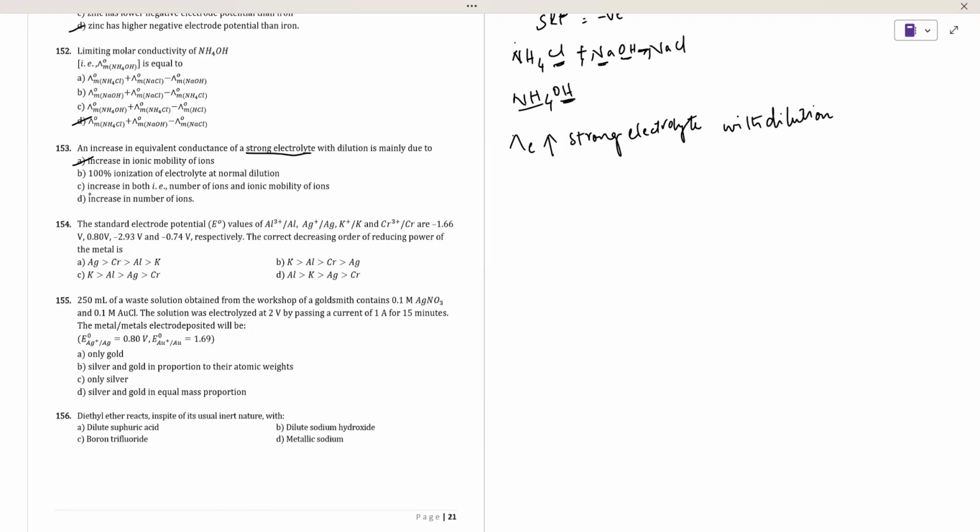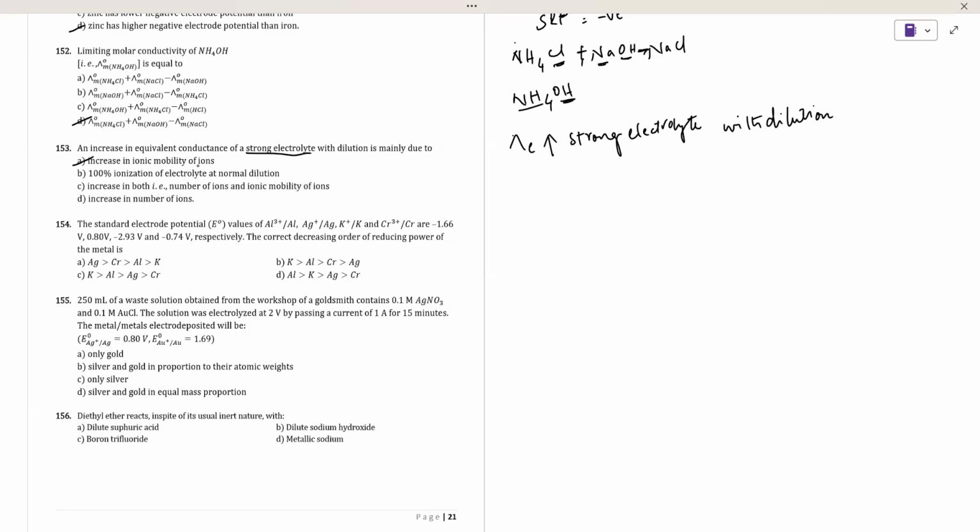So an increase in the number of ions is only applicable to weak electrolytes, not to strong electrolytes, and hence option D is incorrect. Now coming to option C, increase in both the number of ions and ionic mobility. Where will the number of ions increase? The number of ions will not at all increase in the case of strong electrolyte dilution, because the same reason applies once again. As strong electrolytes undergo complete 100% dissociation at any given concentration, dilution is not going to affect the number of ions. So hence option C is also wrong. Now coming to option B. What is option B? 100% ionization of electrolyte at normal dilution. Obviously this is also not applicable for a strong electrolyte. So hence option B is also wrong.